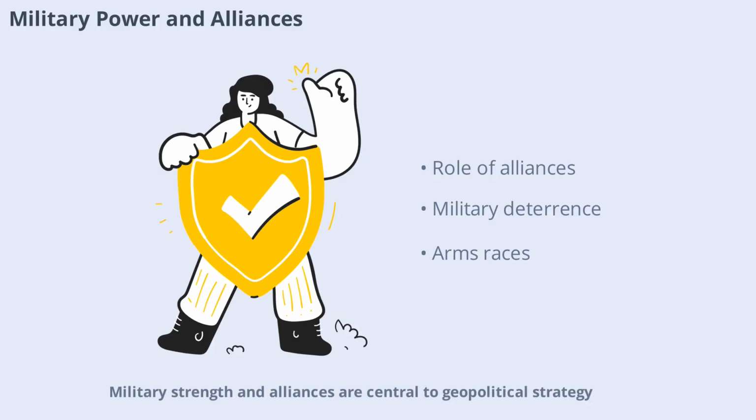Military strength and alliances are central to geopolitical strategy. Countries form alliances for protection and influence, such as NATO or regional defense pacts. Military buildups and exercises can signal intentions or deter adversaries. However, these actions can also raise tensions and trigger arms races. Understanding the balance of power and the role of military alliances helps us interpret international news and anticipate potential conflict.